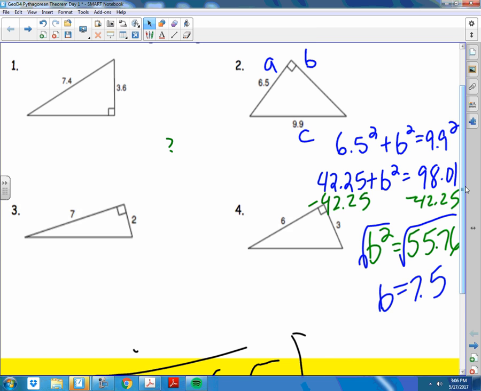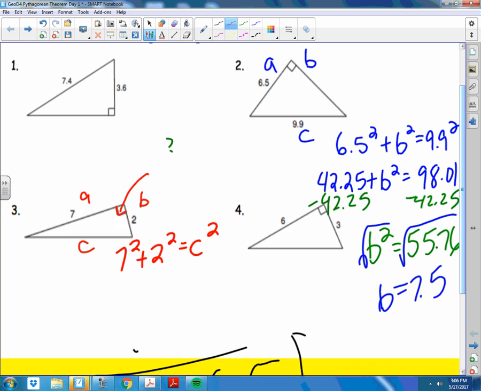It's better whenever you're looking for C. Like on number 3, here's our right angle. That means this is C, which makes this A and B. So this actually becomes pretty easy. 7 squared plus 2 squared equals C squared. 7 squared is 49, 2 squared is 4, 53 equals C squared. So all you really have to do is take the square root of 53, and you get C equals 7.3.